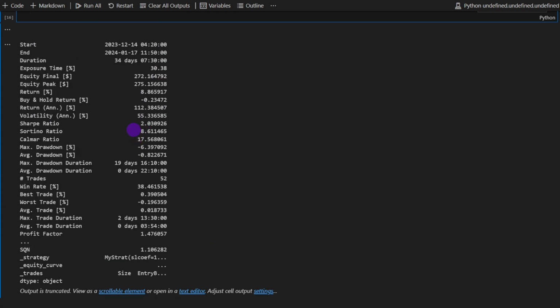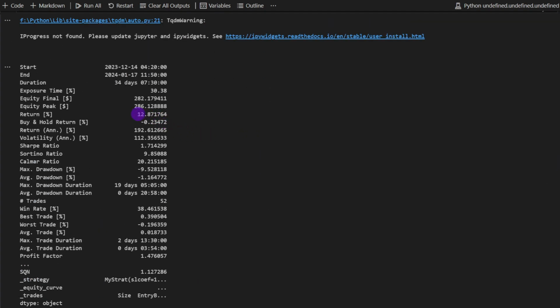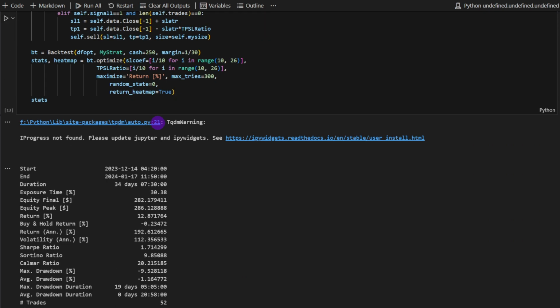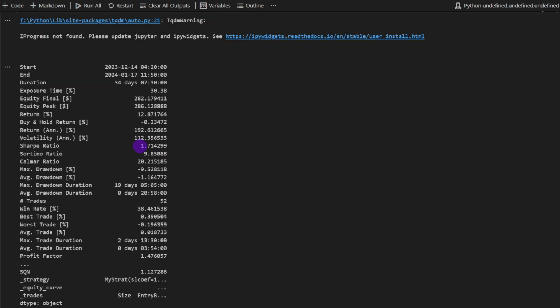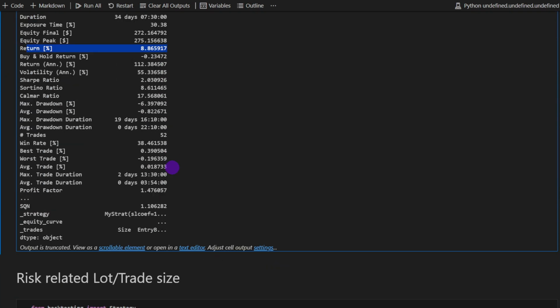If you are curious about the results, notice that we have 8.8% for the same period of time. Let me check how much we had here. We had 12% in the previous case. And the Sharpe ratio used to be 1.7. In this case, it's 2.0.